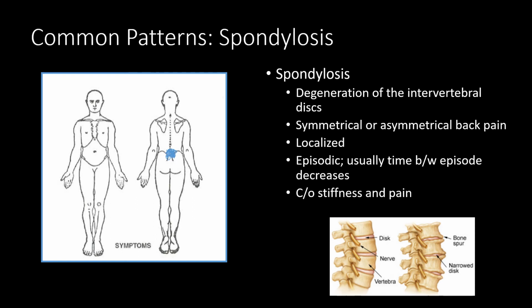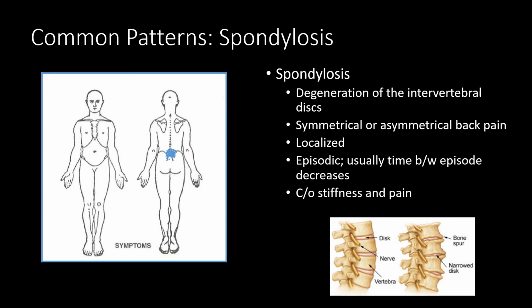And so let's take a moment and discuss spondylosis of the lumbar spine. And this really relates to degeneration of the intervertebral discs. And the image on the bottom right shows a normal spine on the left and a spondylitic spine on the right. And we begin to see some narrowing at the intervertebral discs. We also potentially see some bone spurs there as well.